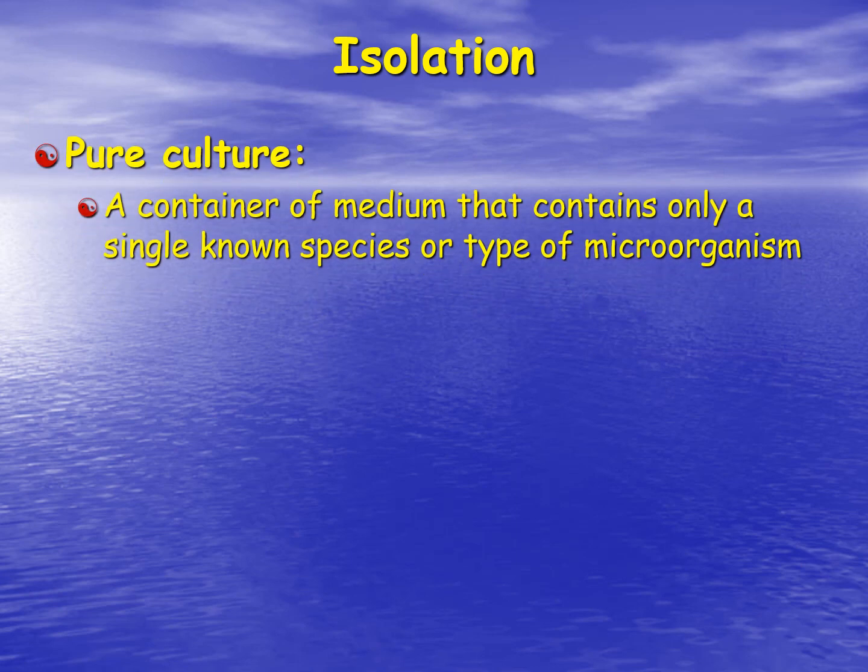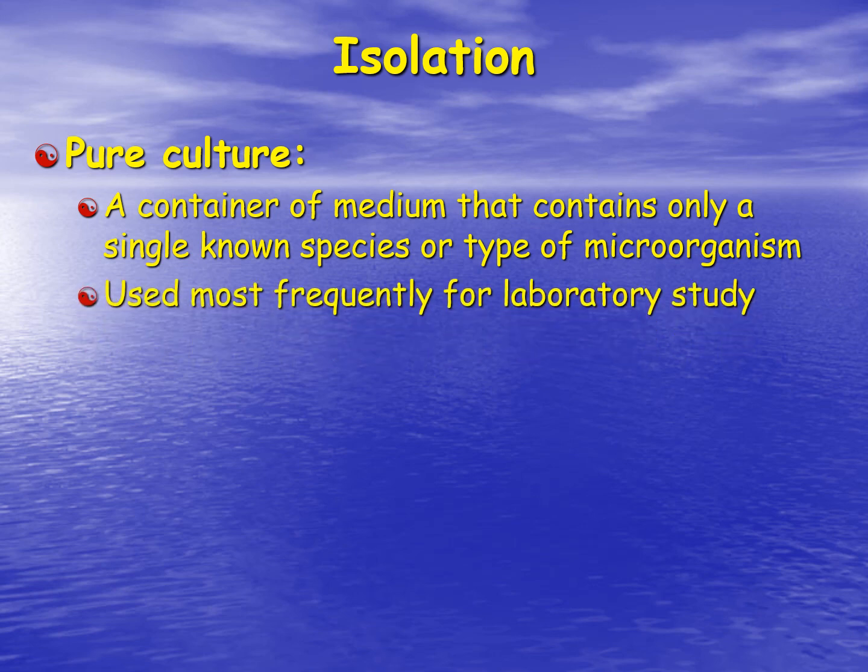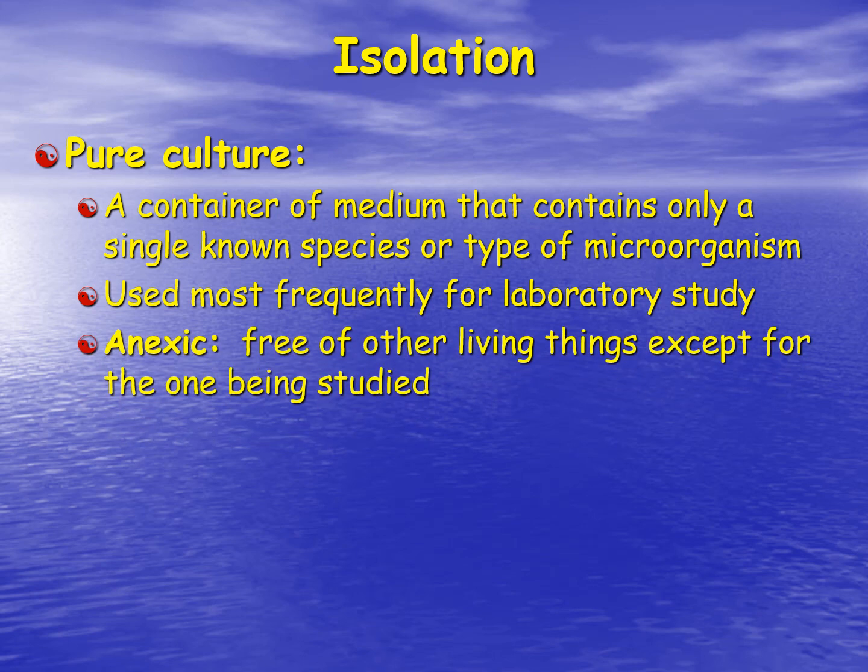A pure culture then is anything that contains a media that contains only a single known species or type of microorganism. This is used most frequently for laboratory studies. So when you get your unknown, the first thing that you're going to want to do is streak for isolation so that you can get a pure culture of your organism. If you have 2 or 3 different organisms, you're not going to be able to identify the single organism we want you to.